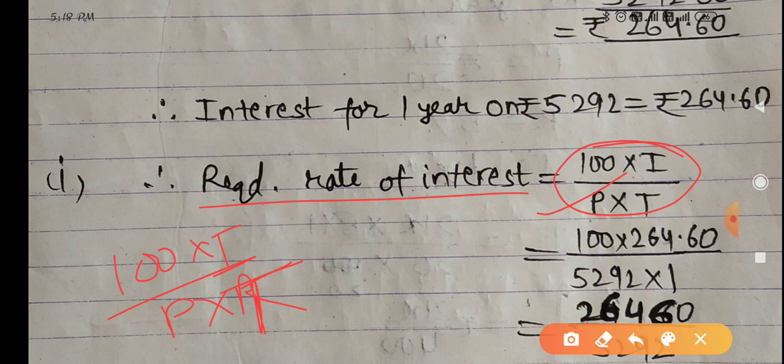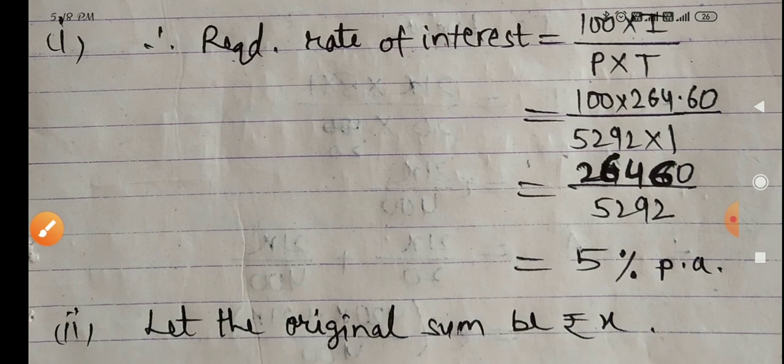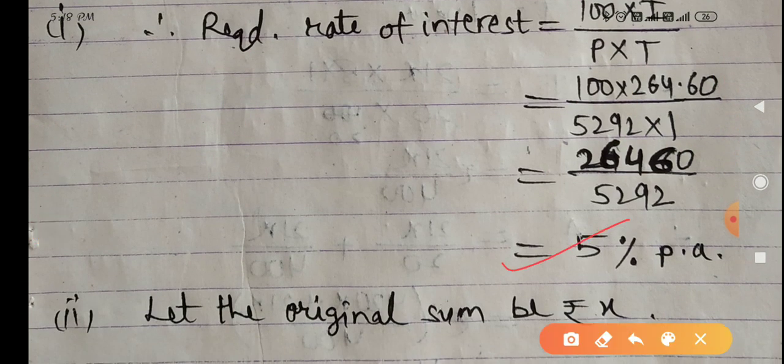100 into interest, which is 264.60. I told you this difference will be the interest of 1 year on rupees 5292, so this will be the principal. That's why in place of P I have written 5292, and in place of T I have written 1 year, because it is the interest of 1 year. With the help of this formula, when you calculate, you will get 5% per annum. So this is the required rate of interest.